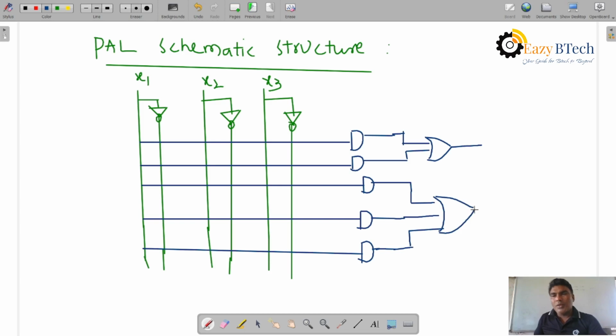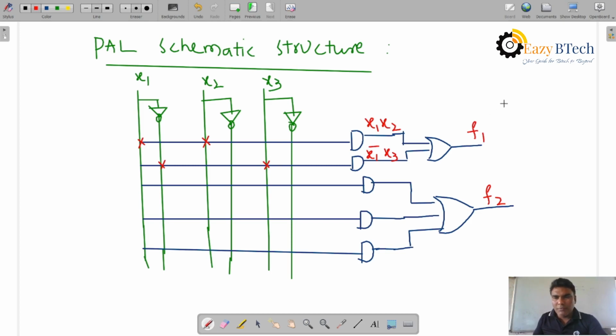So let us take the cross mark representation, the product terms and the external OR gates. This is function f1, this is function f2. Function f1 will take x1 and x2, so the first product term is x1 and x2. The second product term, let me take x1 complement and x3.